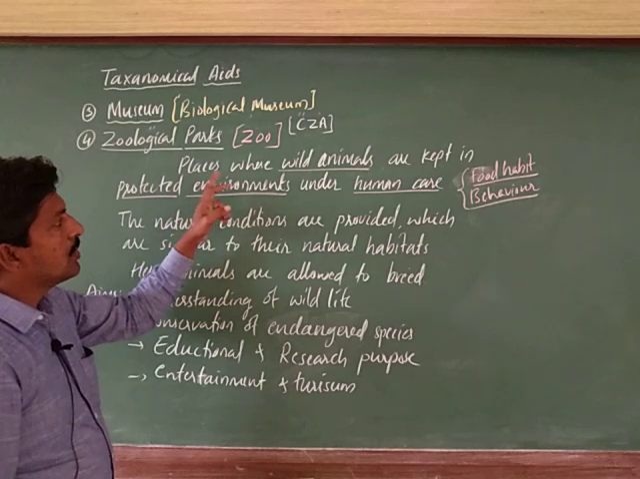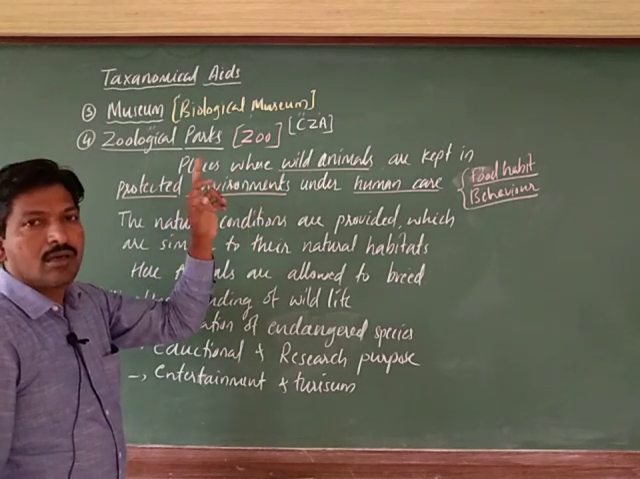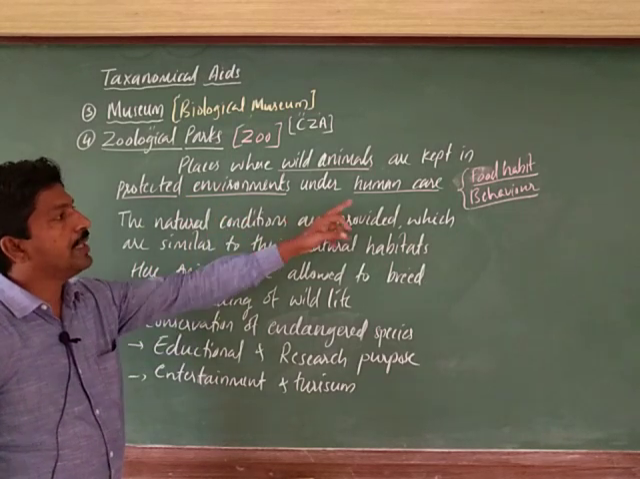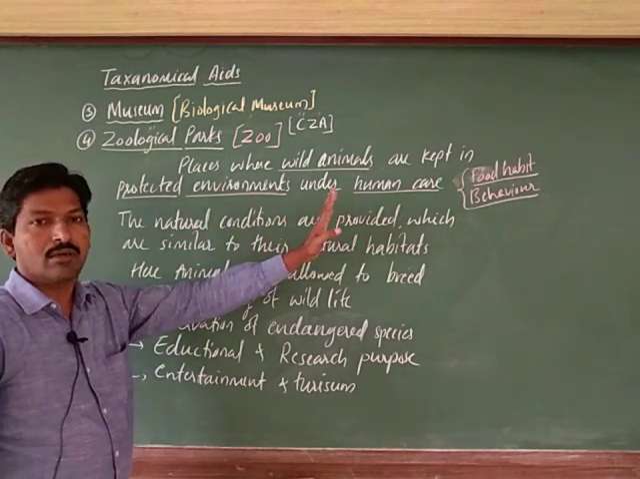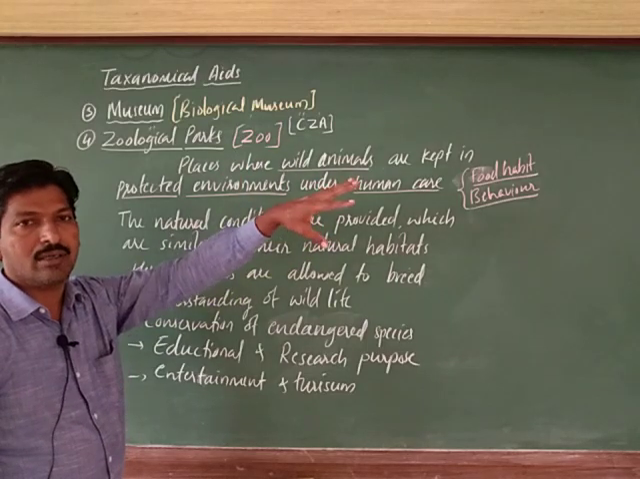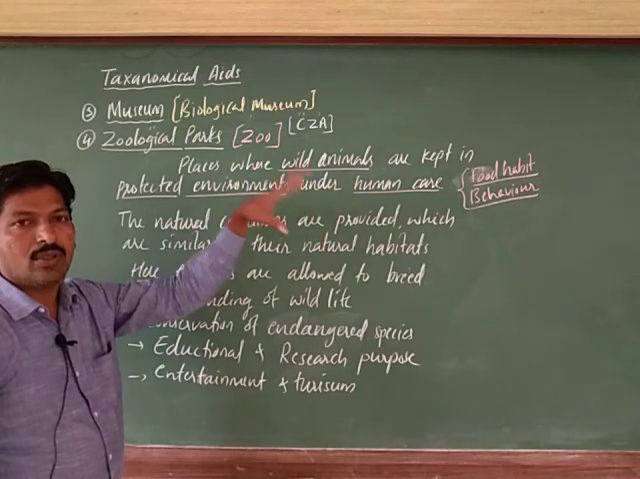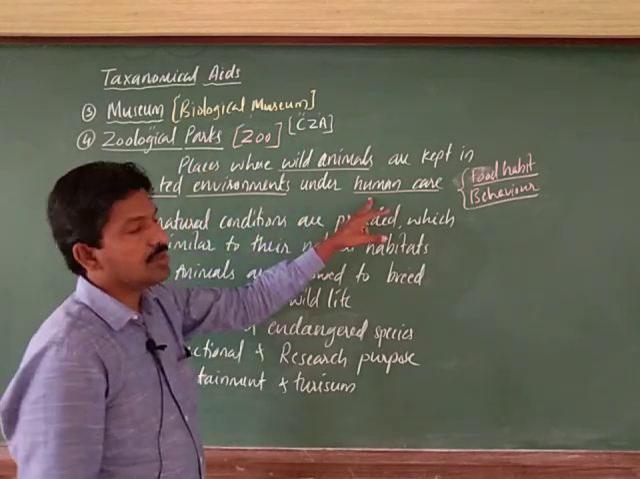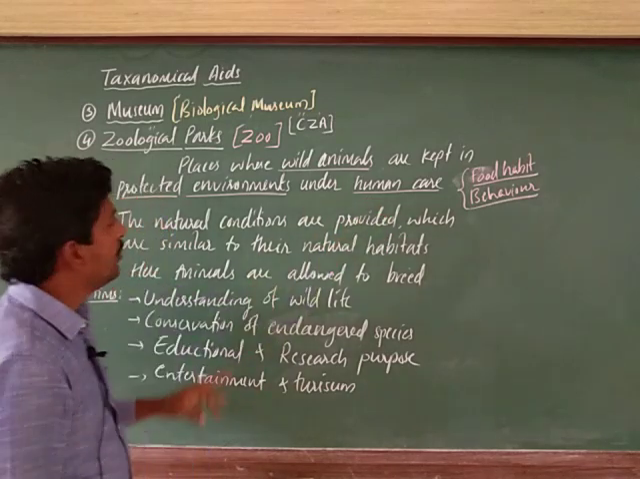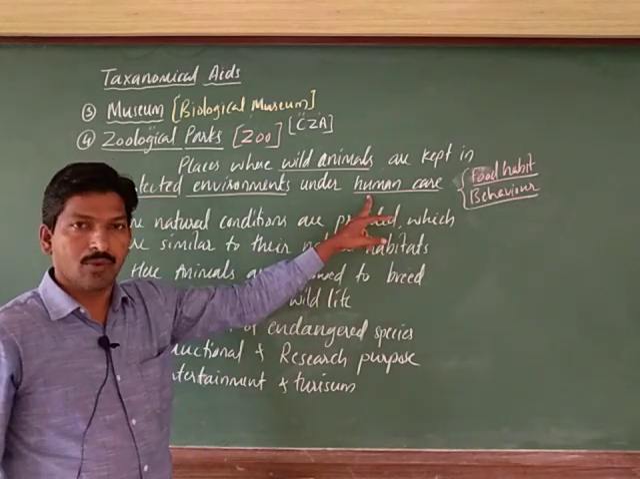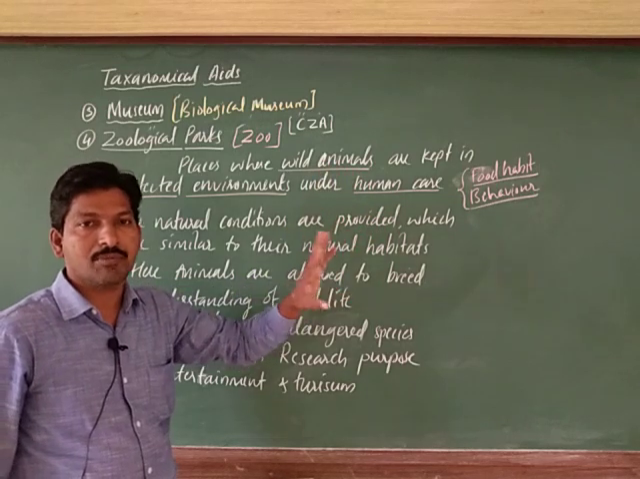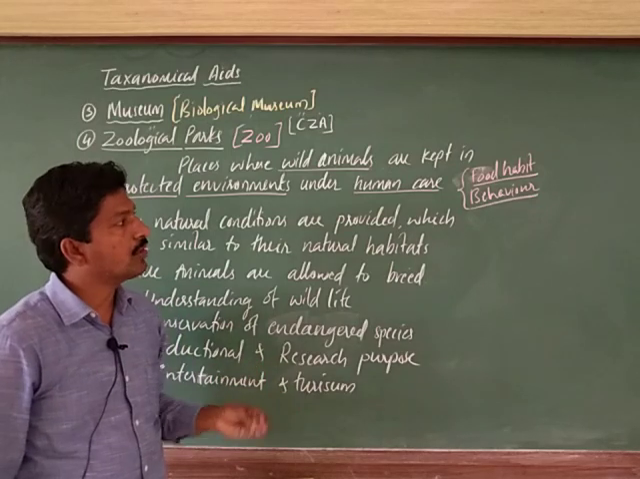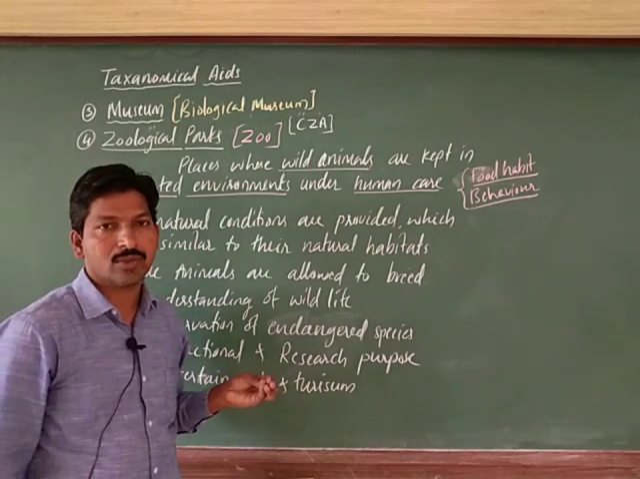So it is a place where wild animals are kept in a protected area or environment under human care. Human care means it's not naturally a forest; it's man-made, okay. So that's why human care is important here. Human workers are there in that park, and they are providing the food for the animals, understood, okay.